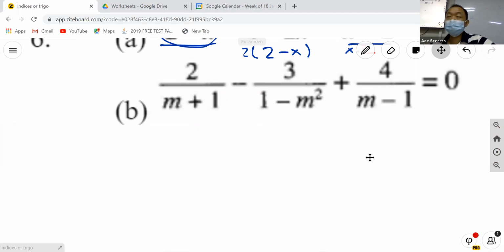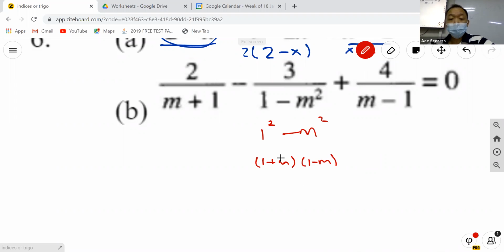Common denominator. What is the common denominator? Anyone? No? Okay. So you gotta split this into 1 square minus m square. And 1 square minus m square is the same as 1 plus m, 1 minus m.